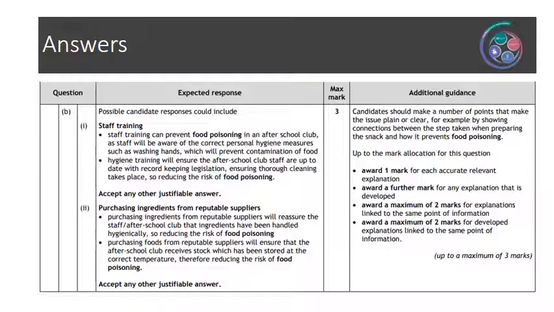Purchasing ingredients from reputable suppliers. Purchasing ingredients from reputable suppliers will reassure the staff of the after-school club that ingredients have been handled hygienically, so reducing the risk of food poisoning. Point 2. Purchasing foods from reputable suppliers will ensure that the after-school club receives stock which has been stored at the correct temperature, therefore reducing the risk of food poisoning.